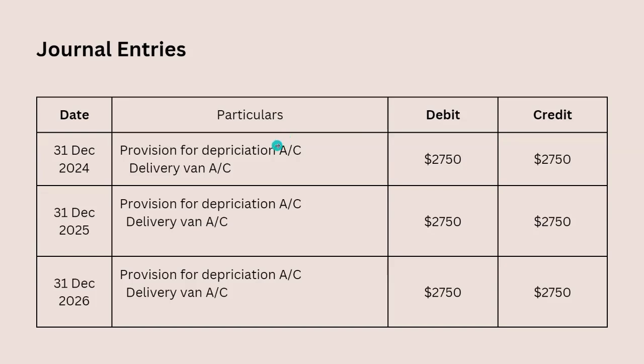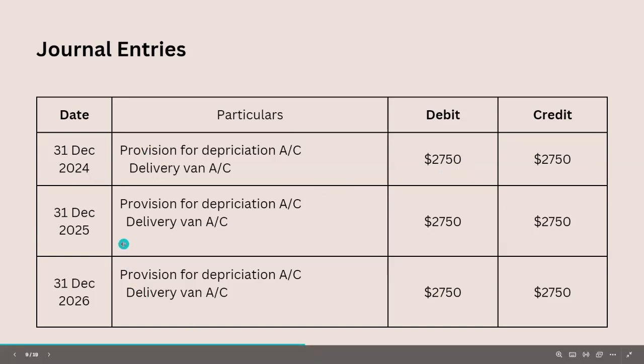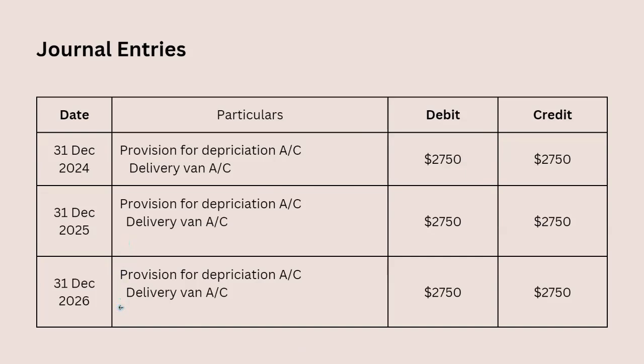So it's going to be the same entry every year. In 2024, we have debit 2,750, credit 2,750, same for 2025, and same for 2026. We're going to repeat the same entry for recording depreciation every year until 8 years are done.